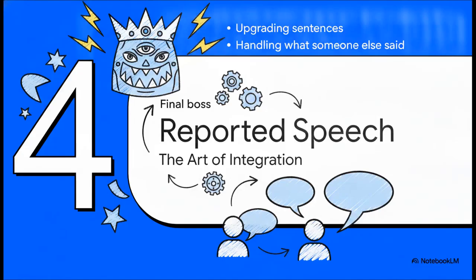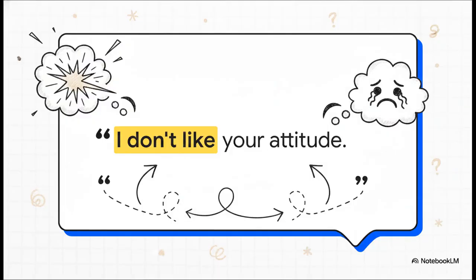And that brings us to section 4, the art of reported speech. Now we arrive at the final boss of our explainer: how to elegantly handle what someone else said. Let's start with the most direct method. "I don't like your attitude," Joanna said to Joel. Ouch, right? This is what we call quoted speech. It uses the exact verbatim words of the speaker. And mechanically speaking, it absolutely requires quotation marks to basically fence off those words from the rest of the text.